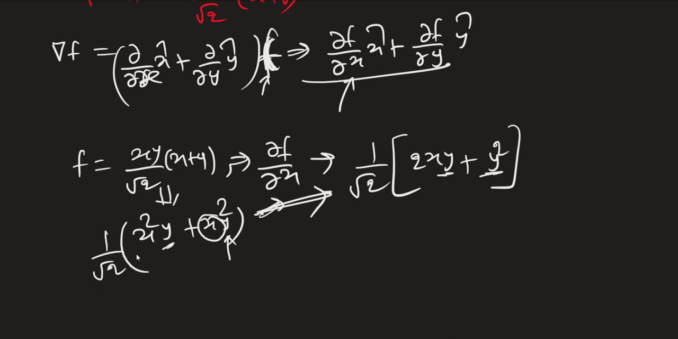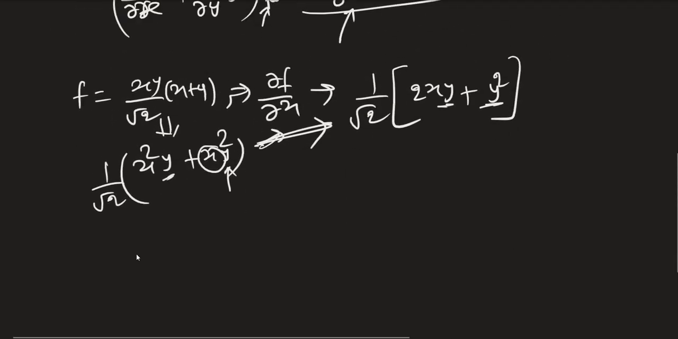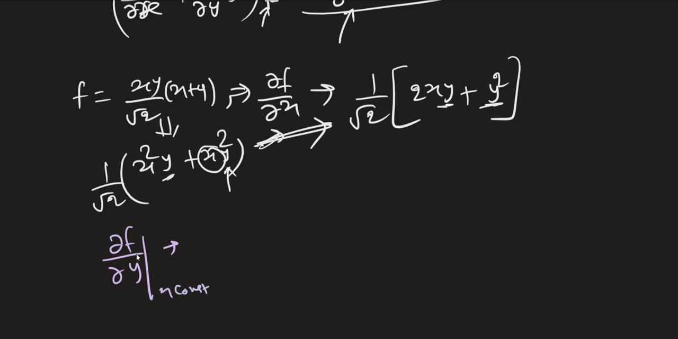So this is my del f by del x, and what would be my del f by del y? So del f by del y would be simply, now we will be keeping the x constant.